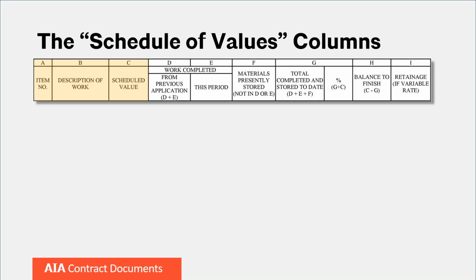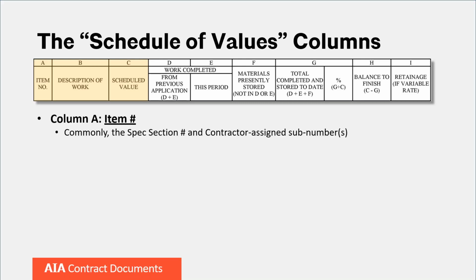Let's discuss the first 3 columns which make up the contractor's schedule of values. It is the information in these columns which must be reviewed and approved by the architect prior to the initial application for payment. Column A will accommodate an alphanumeric item number. Typically, this is the section number of the relevant specification section for the cost item, frequently followed by unique sub-numbers for each cost item within that section, allowing quick reference by the parties reviewing the application.